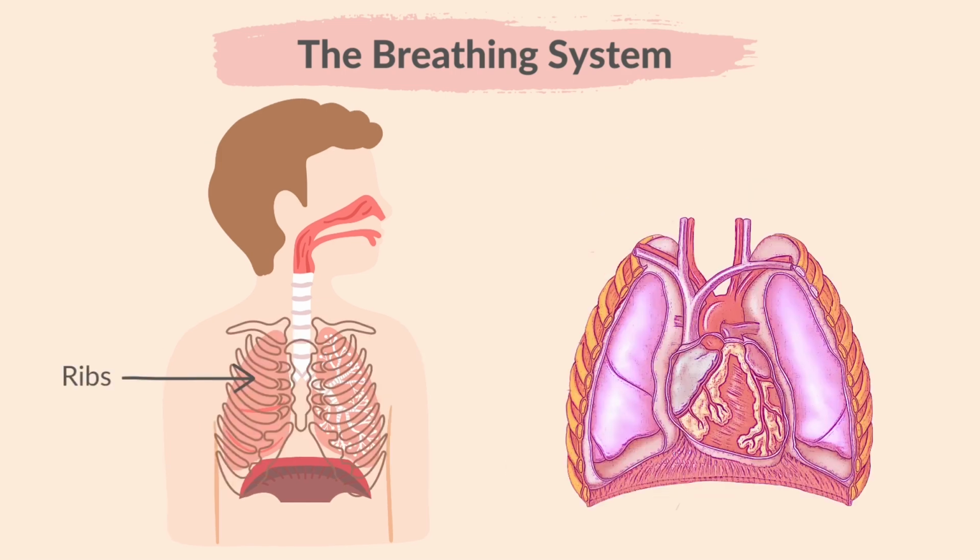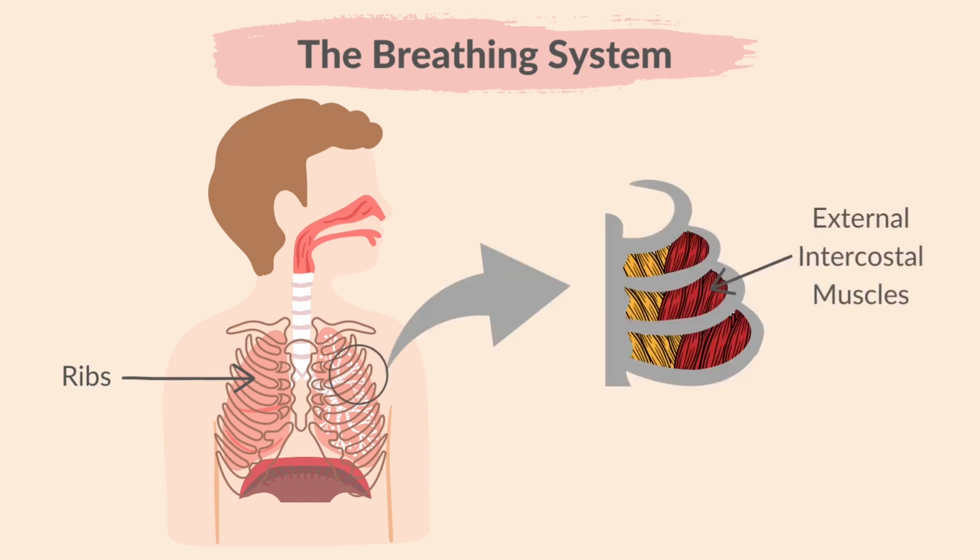These are ribs, the bones that protect the lungs among other organs. These are intercostal muscles found between ribs. These muscles control the movement of ribs during breathing. These are external intercostal muscles, which are on the outside of the rib cage. And these are internal intercostal muscles, which are on the inside of the rib cage. Both these muscles are important in moving the rib cage during inhalation and exhalation.